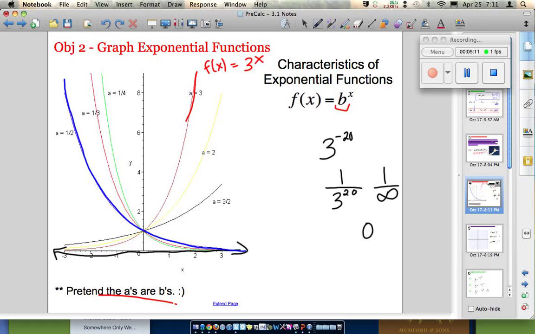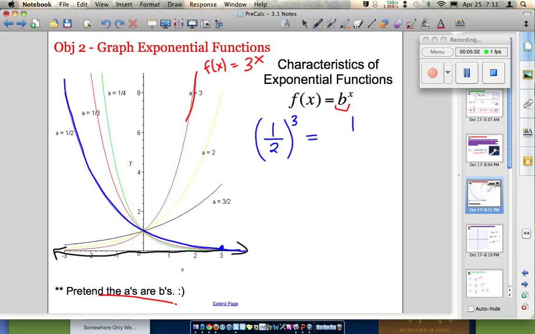This blue line also gets exceedingly close, but it's when x's are exceedingly large. Think again, if we take 1/2 to the third power, so we're looking at this point here on the blue graph, we take 1/2 to the third, remember that just means (1/2)^3. And that will equal 1/8, which is a very small number. So as we get exceedingly large with this one, we'll get to 0.